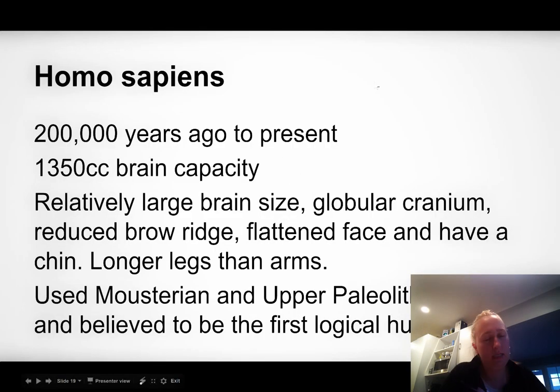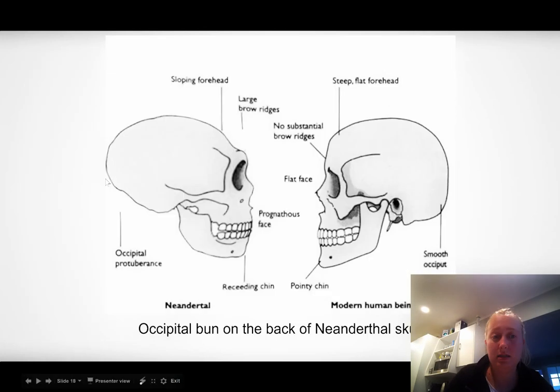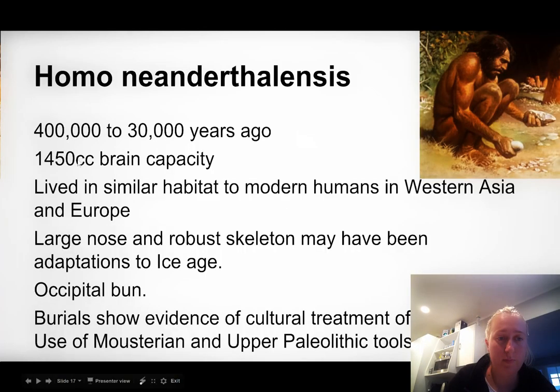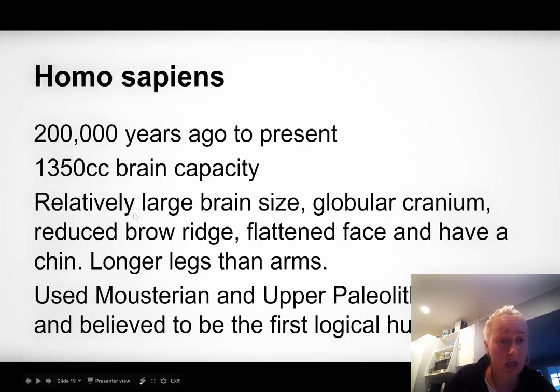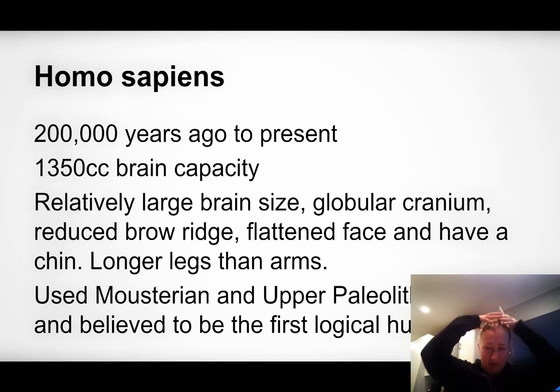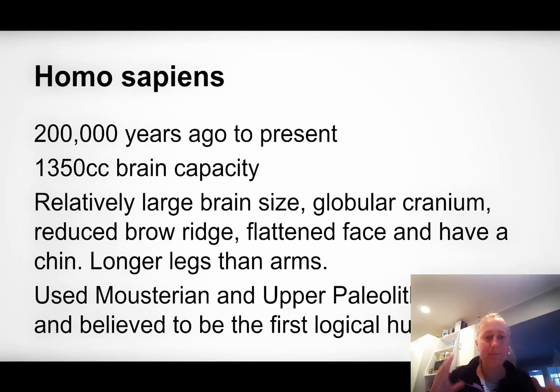And finally, we get to this guy, Homo sapiens, which is us, 200,000 years ago to present, to us today. Brain capacity, like I said, smaller than Neanderthals. They actually had a larger brain capacity, 1450. Ours is 1350 on average. So we have a relatively large brain size. We have a globular cranium. So we kind of had this bubble of a cranium.